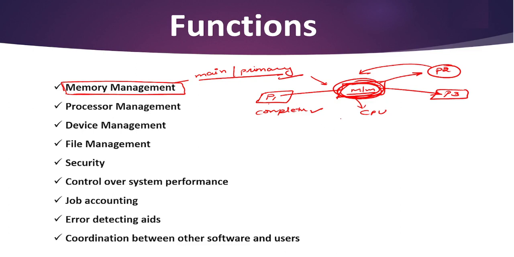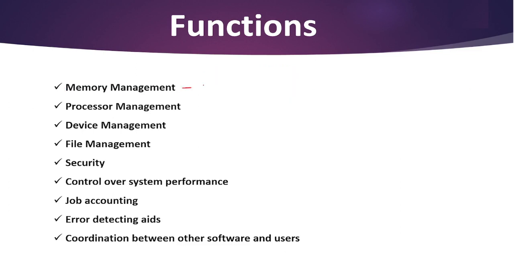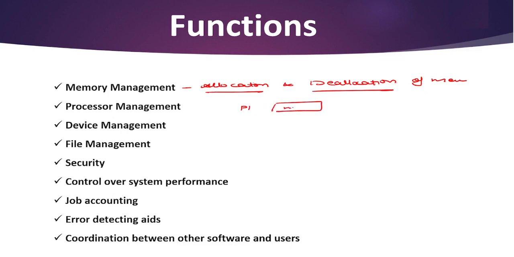The operating system is responsible for allocation and deallocation of memory. Allocation and deallocation means, let's say, I want to allocate main memory to process 1 and then deallocate this main memory and give it to process 2. All these things are done with the help of the operating system only. Also, it keeps a record of which parts of primary memory are used by whom and how much.